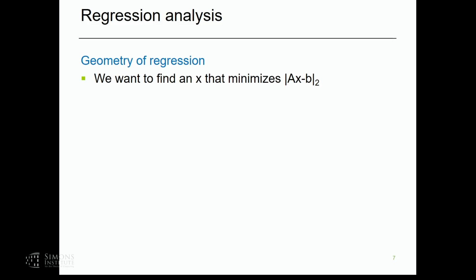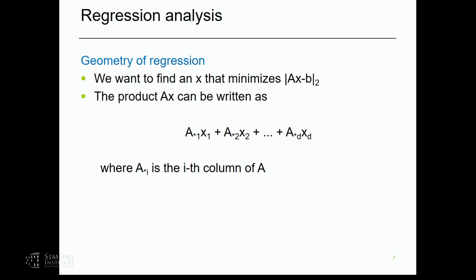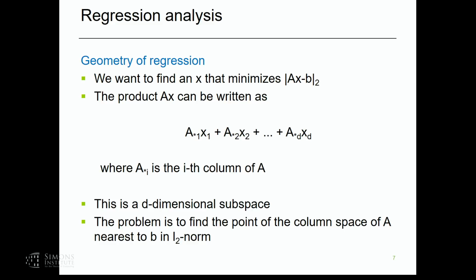So for the least squares objective function, we can write Ax as a linear combination of the columns of A, right? As I range over all x, I get all linear combinations of the d columns of A. I can think of this as a d-dimensional subspace of R^n. I'm considering d much smaller than n, so this is a low-dimensional subspace of R^n. And so really the problem of least squares regression is just to find the point in the column span of A which is closest to b in Euclidean norm, right? So it's just the projection of b onto the column span of A.